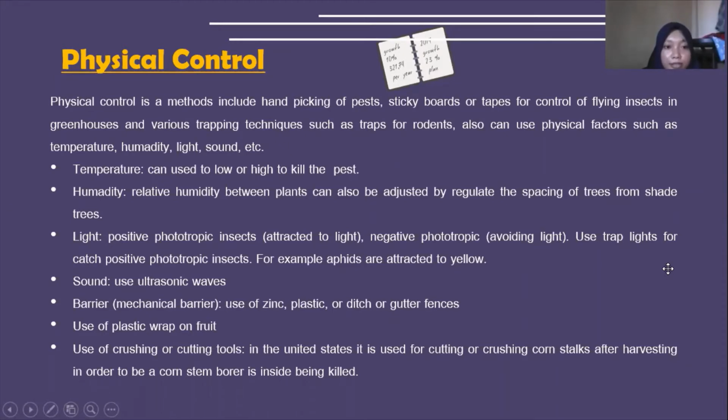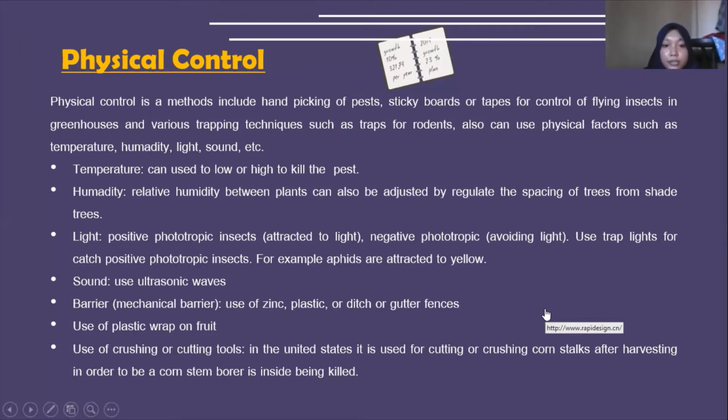Light. Positive phototropic insects are attracted to light. Negative phototropic insects evade light. Use trap light to get positive phototropic insects. For example, ants are attracted to yellow. Sound. Use ultrasonic waves. Barrier or mechanical barrier. Use of zinc, plastic, or butyl garden fences. Use of plastic wrap on fruit. And use of crushing and cutting tools.